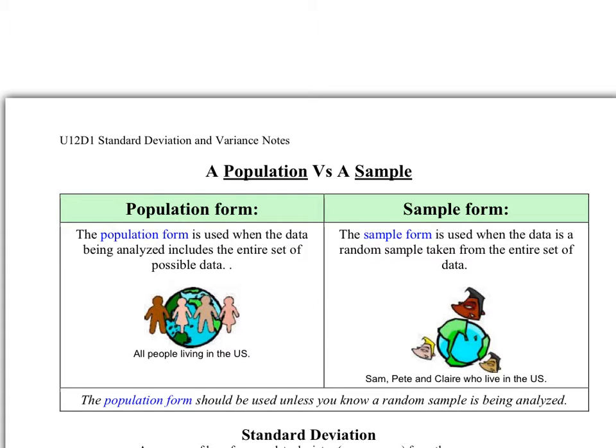So population. Population is describing the entire set of possible data. Comparing that with just the sample, which is just a chunk, a smaller portion of the entire data set. We're going to be using these terms today. I want to make an important note here though. The population form should be used unless a random sample is being analyzed. So we should always think first population unless you see specifically to use the sample form. So let's begin.